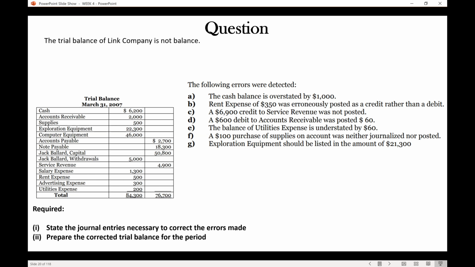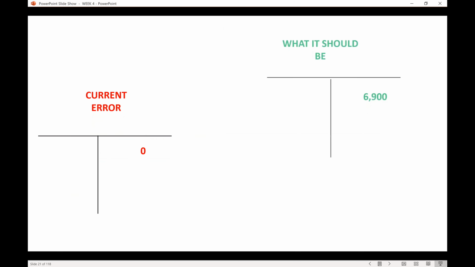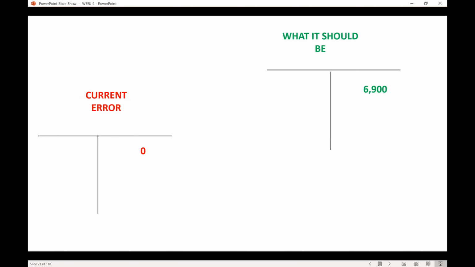So here, one part of the transaction is already posted, but the $6,900 credit to service revenue was not posted. So the error is in your service revenue account, and we know service revenue has a credit balance. On your credit balance, there was nothing, but you should have had a $6,900 balance. How are we gonna correct that? You didn't post it.